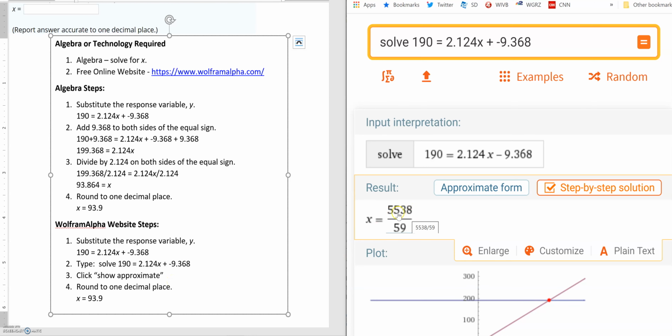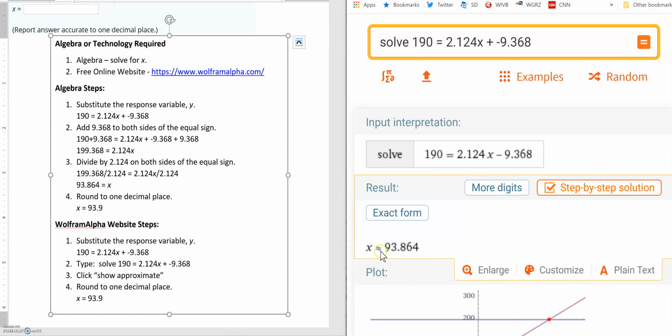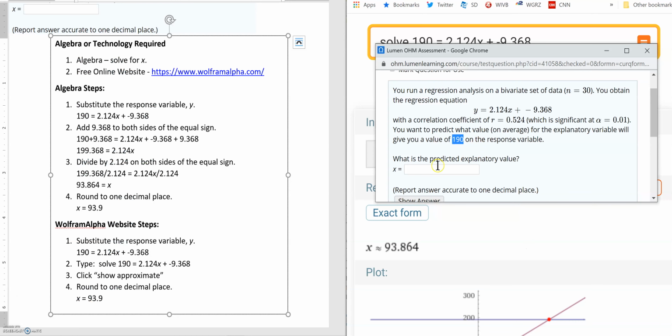The only thing that's a little bit weird is it gives our answer as an exact answer. 5,538 divided by 59. So what we want is to click this approximate button so we can get the decimal. And if I click that, I also see you get the approximation of 93.864, which is exactly what I got from my answer above with algebra and using a calculator. And so now I got to round it to one decimal place and I get the same answer, 93.9. So in your answer blank on your homework, just type in 93.9. And that will be your answer for this question.